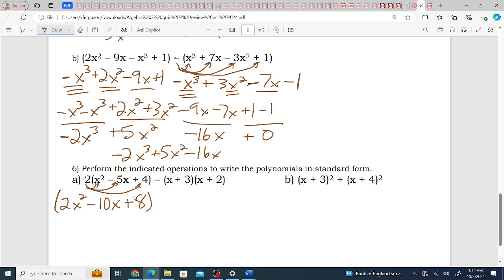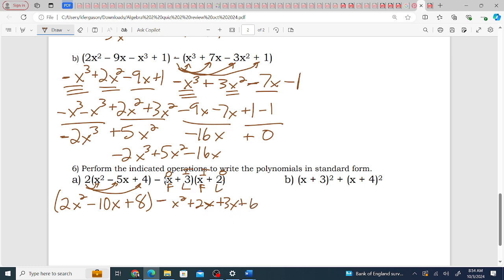So put some parentheses around that and say minus. And now I got to do FOIL to multiply this out. So I got first, that's x squared, x times x. Then I got outer, that's x times 2, so that's plus 2x. And then I've got inner, which is 3 times x, that's plus 3x. And then I've got last, 3 times 2, that's 6.